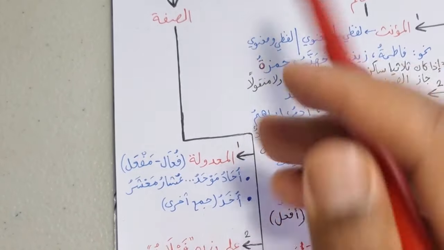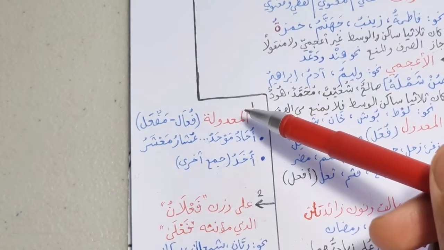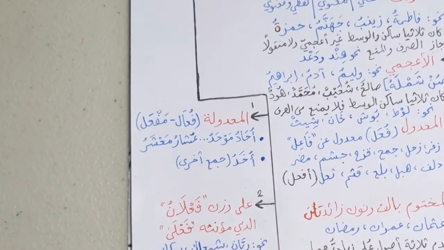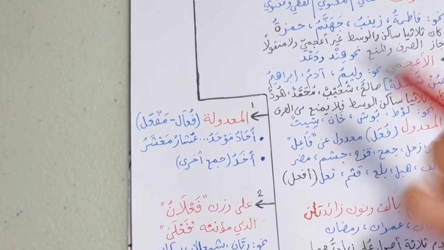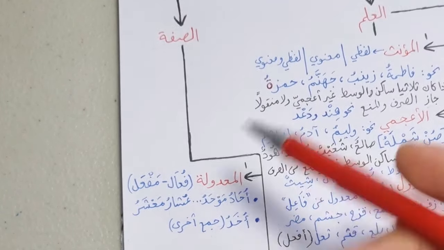If we look at the other side now, as-sifa. Sifa mamnu' min as-sarf for three reasons. The three reasons are if it's ma'dula. Sifa al-ma'dula. Ma'dul is the same as ma'dul here. It's taken from something else. So here they mention ma'dula.